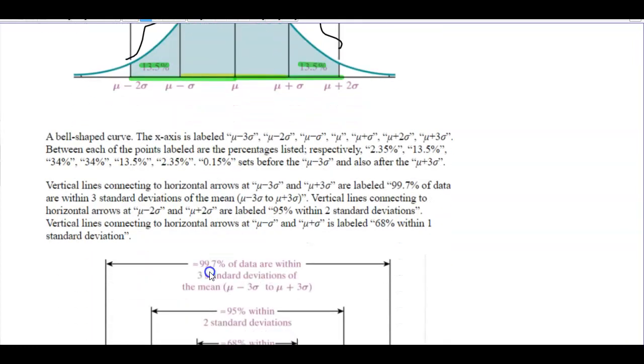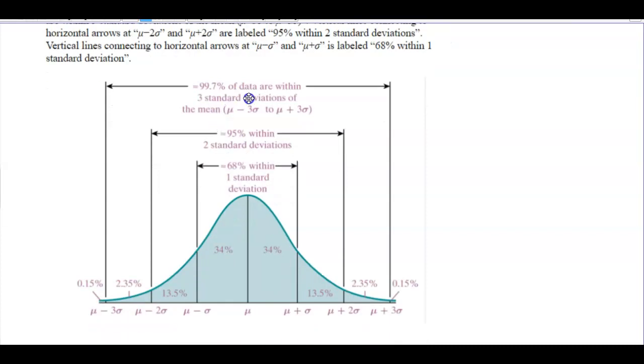Okay, now we then can see the 99.7% of the data. So if we take a look at the 99.7% of the data, that means it's 3 standard deviations from the mean. So that means we're adding 34 plus 13.5 plus 2.35%. Okay, same thing on the other side, 3 standard deviations away from the mean: 34%, 13.5%, 2.35%. When we add those together, we're going to get 99.7% of the data, which are within 3 standard deviations of the mean.